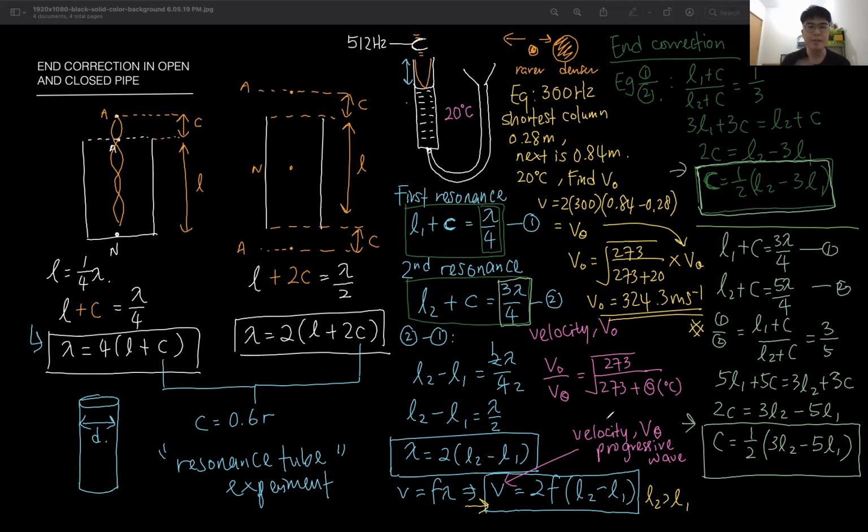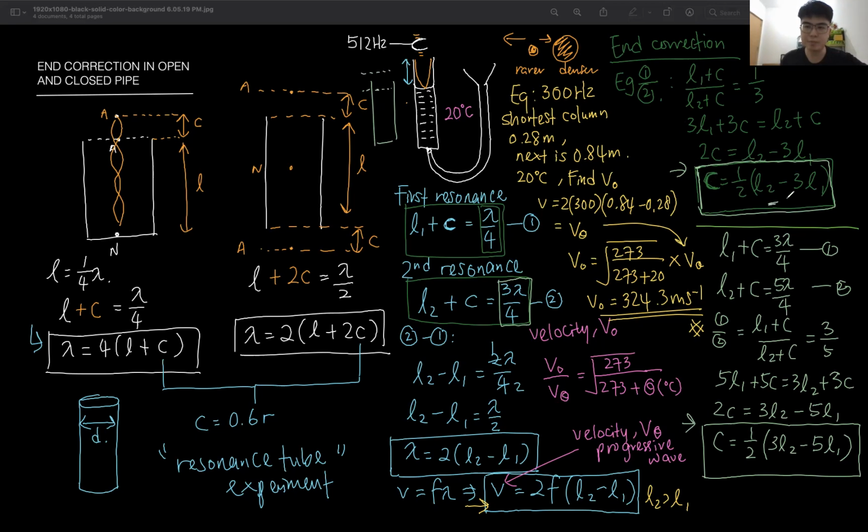Which is why sometimes when you calculate the end correction, you get a negative value. Because by right, the end correction should be positive. It should be outside the tube. If you get a negative, that means it is inside the tube. Okay, that's not the case. It should be outside the tube. So meaning that if you get a negative, let's say you calculate, you get this one is negative.